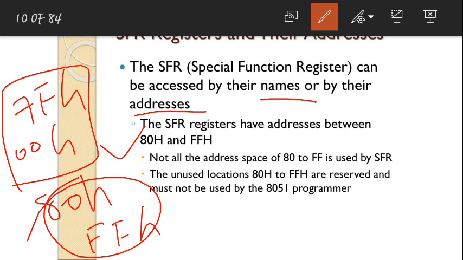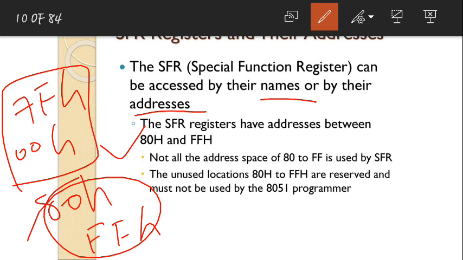In SFRs you have different kinds of registers and ports. IE, IP, TCON, SCON, we have studied all these 8-bit registers in the previous videos. All of these can be accessed by their names or by their addresses. Even port 0, port 1, port 2, port 3. 80H is port 0, 90H is port 1, next A0 is port 2, B0 is port 3. So instead of writing its name, I can also take its address, or instead of taking its address, I can also take its name. I can access in both ways.